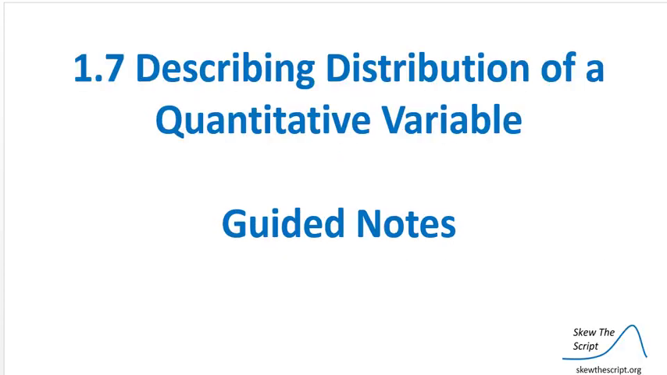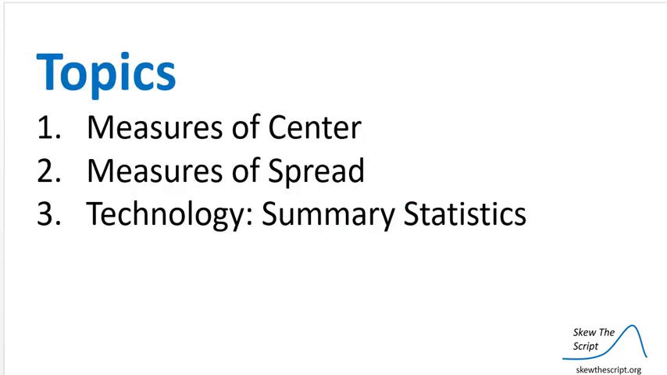So for your notes, we were talking about 1.7, describing distribution of a quantitative variable. Some topics that we're going to go over are measures of center and spread, and then we're also going to revisit that technology piece, like how do I find all these summary statistics using my calculator. So this is going to be kind of a cleanup lesson to what we did on Friday.